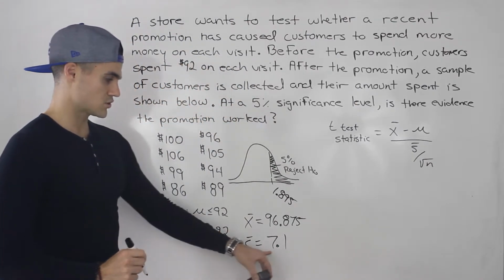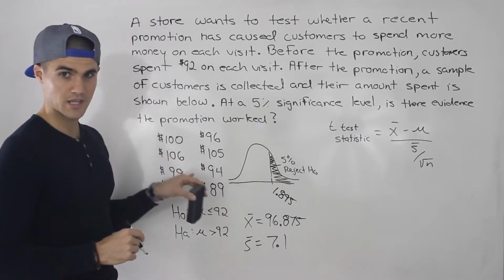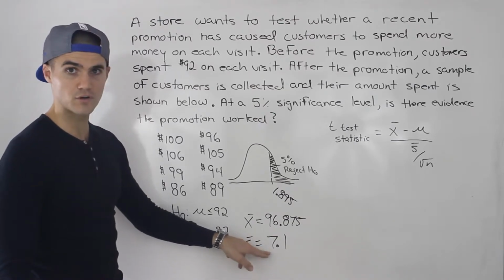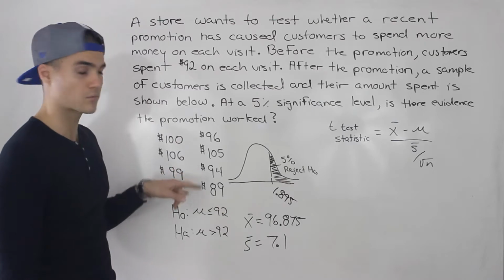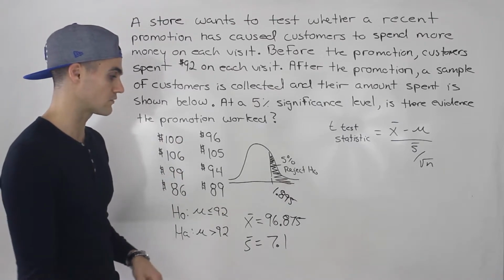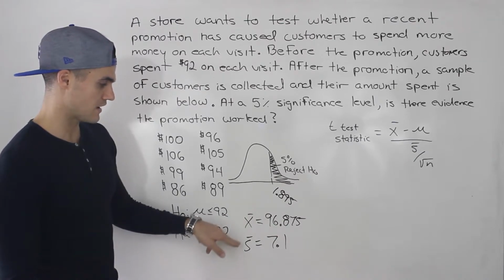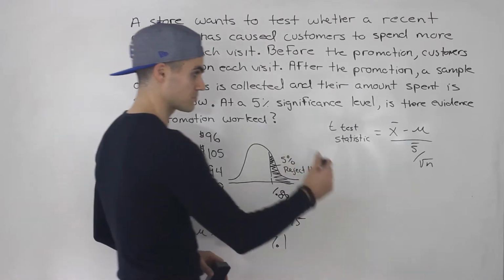Right? So make sure if you do have to calculate it manually, usually you're going to be able to use a calculator, but if your prof wants you to calculate it manually, make sure you're getting that number. If you're not getting that number, let me know, and then I'll help you out in getting that number, whether through Excel or whatever. So sample mean 96.875, sample standard deviation 7.1, and now we could just plug it in.